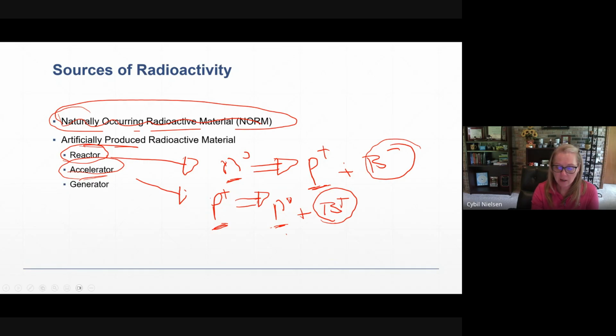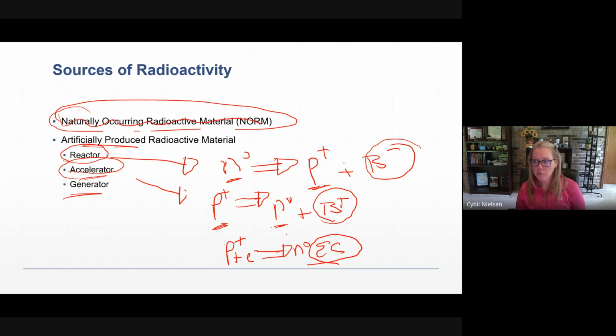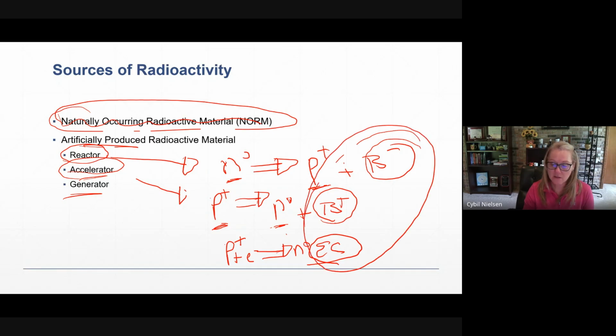And then the alternate decay pathway to beta positive: proton still turns into a neutron, but doesn't have enough energy to spontaneously do that. And so what I'm going to do is add an electron, and that's electron capture. And all three of these collectively are known as isobaric transition because we're going from one isobar to another. The mass number stays the same. Generator is the third type. It's technically not a production method. We're just taking a radionuclide that was made in one of these three ways and putting it in a generator and waiting for the parent to decay into the daughter.